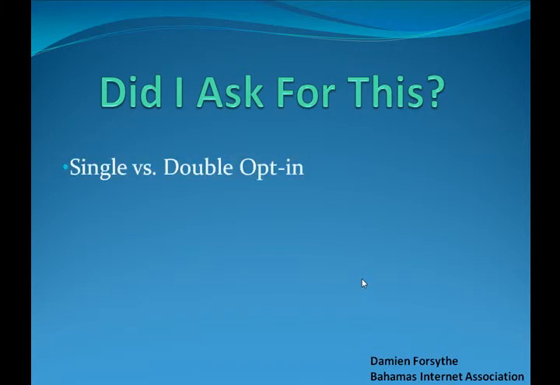Single versus double opt-in. This is an interesting comparison. Single opt-in, what this means is you've received my email, either I've given it to you or signed up or we're friends or colleagues or we do some correspondence in the business, and you send me emails based on that implicit trust that I've given you to use my email to correspond with me.